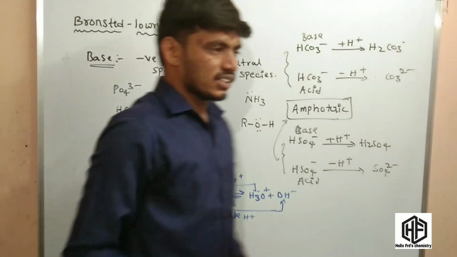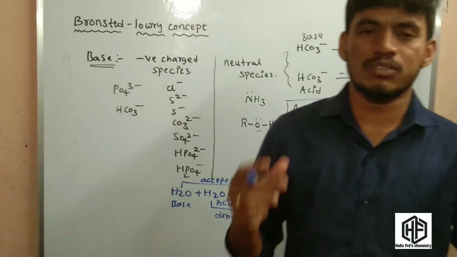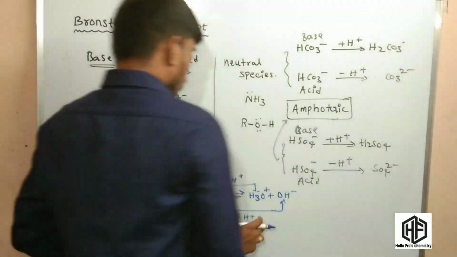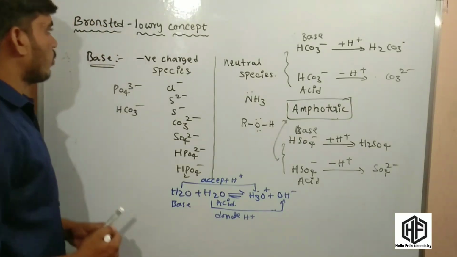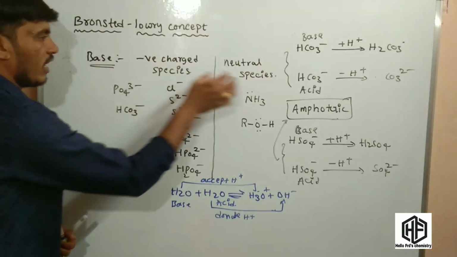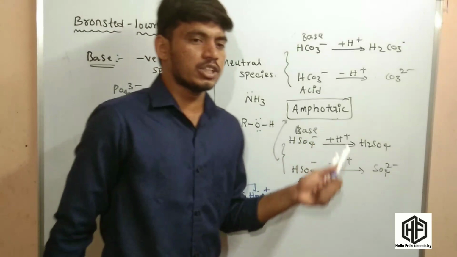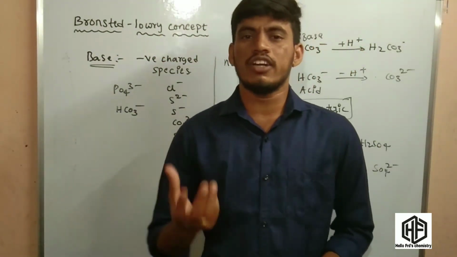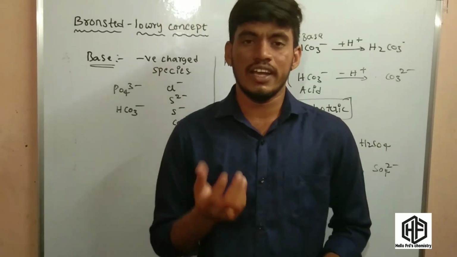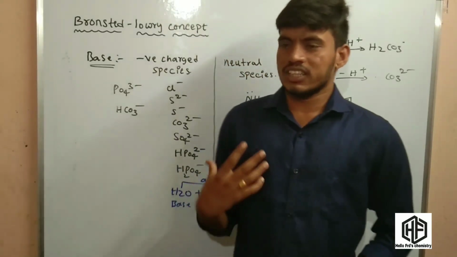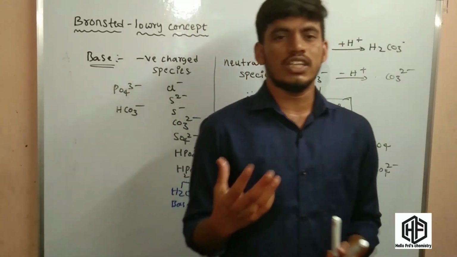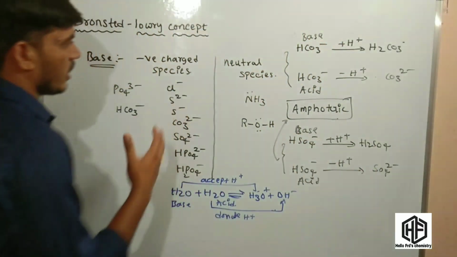H2O acts as both a Bronsted base and a Bronsted acid. These are called amphoteric species. These are the examples of the Bronsted-Lowry concept: base, neutral species and amphoteric species. And what is a Bronsted acid? A Bronsted acid is a donor of H plus. Next concept is the conjugate acid and conjugate base. Is this clear, friends?